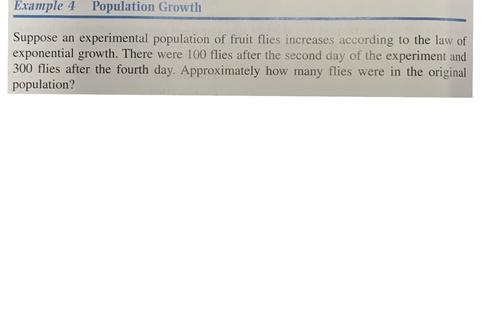So obviously growth, we're looking for a positive k on this one. So easy enough. Suppose there's a population of fruit flies increasing according to the law of exponential growth. There were 100 flies after the second day of the experiment, 300 flies after the 4th day. Approximate how many flies were in the original population. In this case, they did not give us the initial amount. They gave us after 2 days. Anyway, so our amount that we do have is 100. We do not know C at this time.